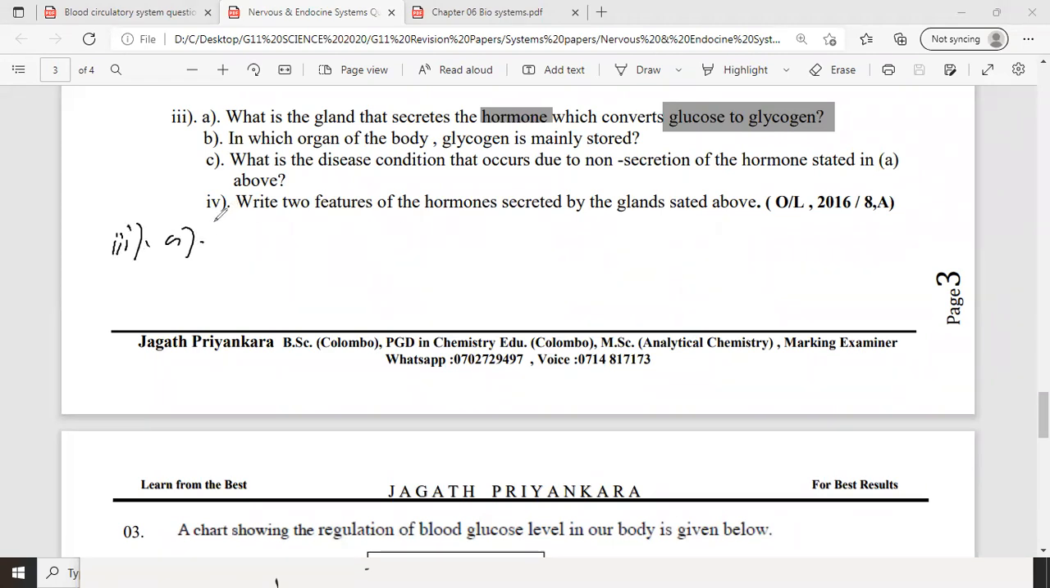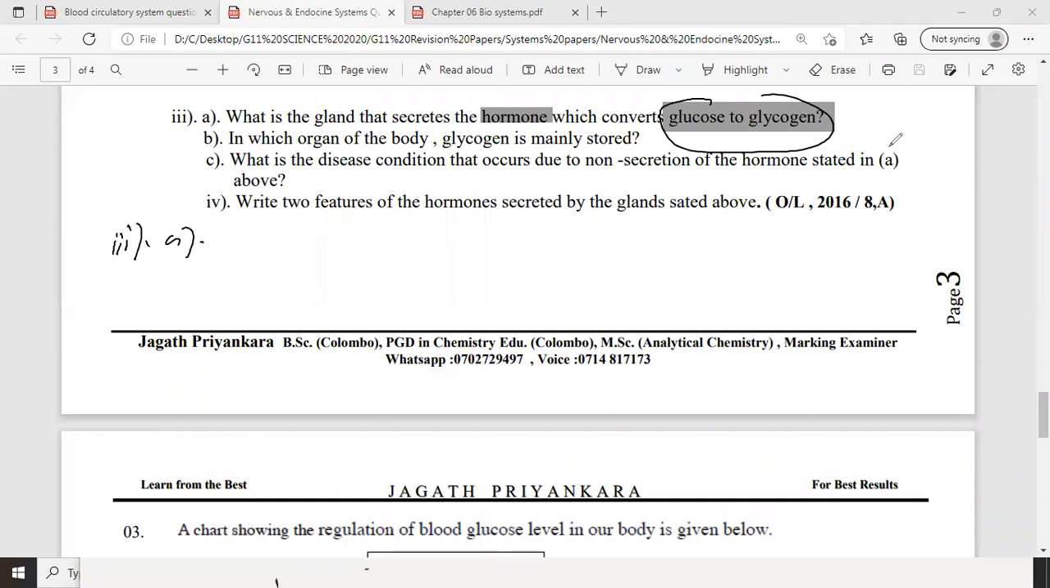Who controls the blood glucose level? Which hormone? Actually, there are two hormones. One hormone converts glucose to glycogen. The other hormone converts glycogen to glucose, the reverse. So the first one, from glucose to glycogen. What is the hormone? Any volunteers?